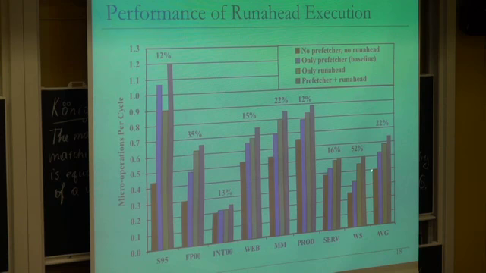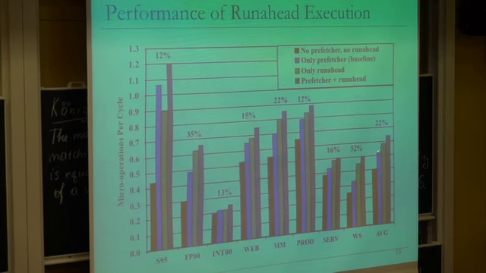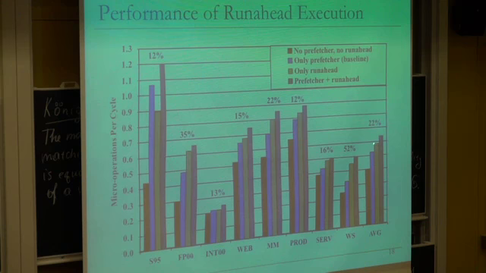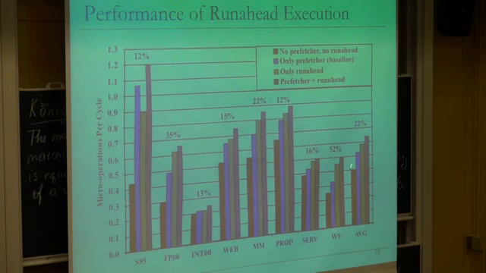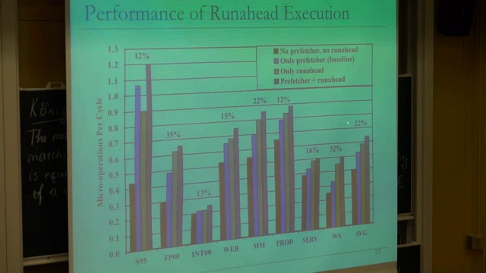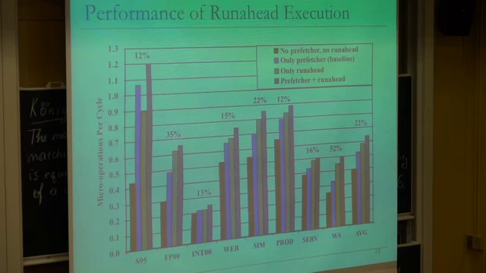If you use a stream-based prefetcher, you improve performance a lot. Right? That's the difference between this blue bar and the black bar. If you use just Runahead and not the prefetcher, you improve performance, again, quite a bit. And if you use both prefetching and Runahead, which is the performance improvement of Runahead over prefetching, this is what you get, about 20% performance.